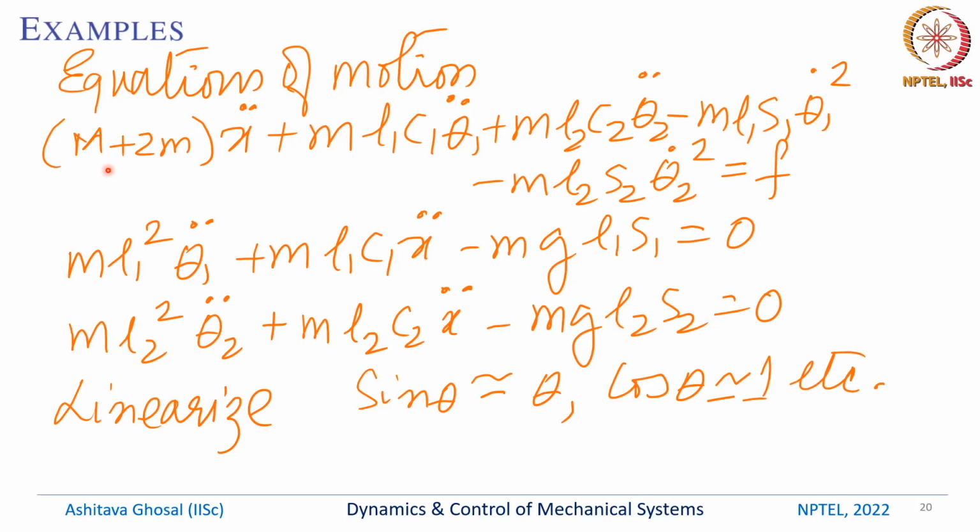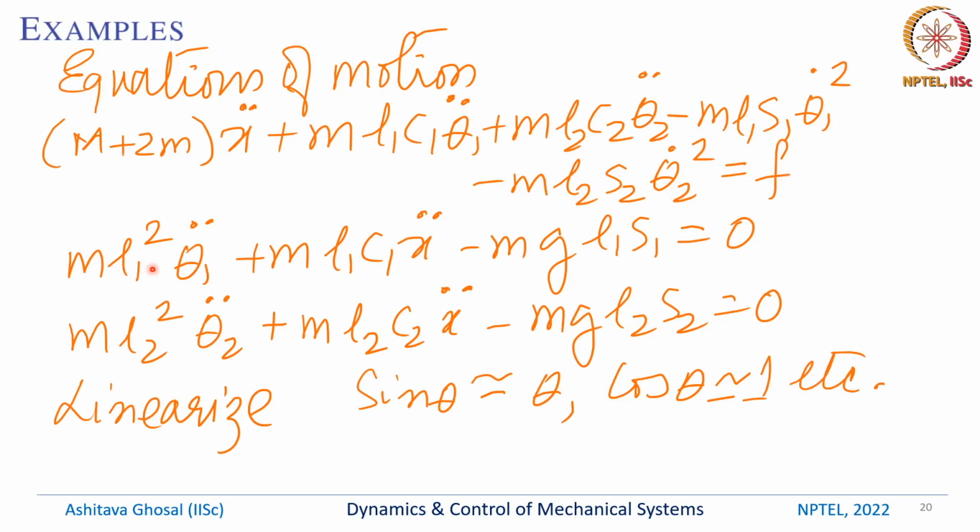If you do some simple calculations of finding all the partial derivatives and all the time derivatives, and then organize it together, which I am not going to do because by now you should be able to do it very easily, you will get three such equations of motion. These are capital M plus 2m into x double dot plus small m L1 C1 theta 1 double dot plus small m L2 C2 theta 2 double dot minus m L1 S1 theta 1 dot square minus m L2 S2 theta 2 dot square equals F.